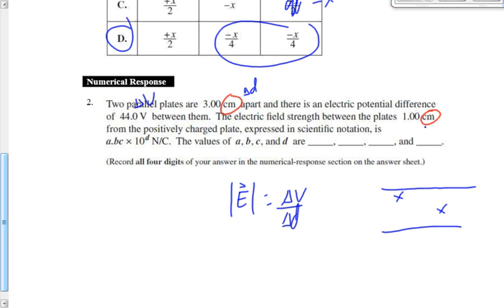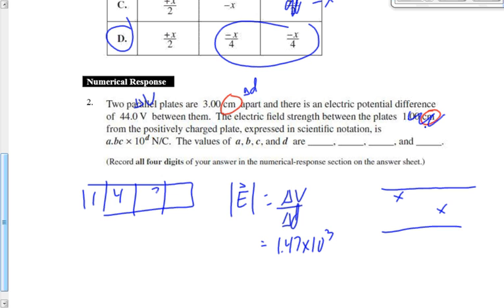So it doesn't matter whether you're 1 centimeter from the positive plate or, well, 1.5 centimeters from the positive plate. The field strength is the same. In other words, the distance from the plate doesn't matter. It's irrelevant. We're going to say 44 divided by 0.03. We do that math. We end up getting 1.47 times 10 to the 3. We're going to express that A, B, C, D. 1473.